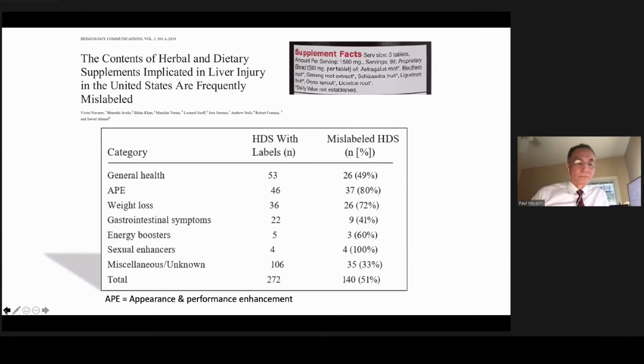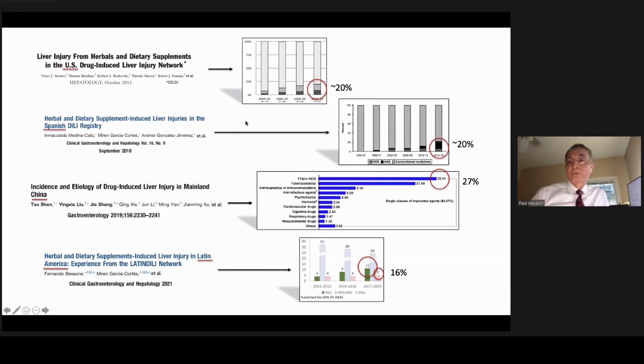The rates run 20% in the US registries and the Spanish registry, all the way up to 27% in China. And the most recent publication from Latin America runs at about 16%. The reason these are split is that we often separate them into anabolic steroid type injuries and non-anabolic steroid herbal injuries.